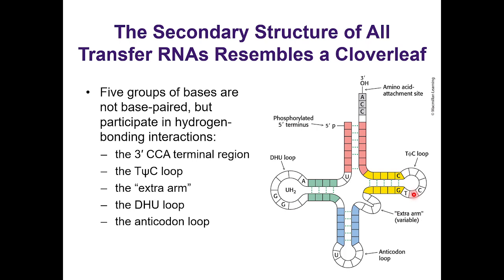The 5 groups of the bases are not going to be base paired, but they'll participate in the hydrogen bonding interactions. So we'll have the 3' CCA sequence right here. Everybody see that okay?